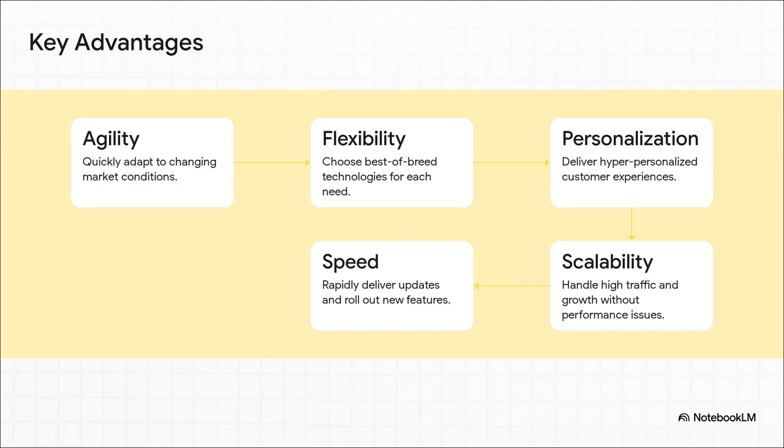Second, flexibility, which is all about being able to pick the absolute best tool for every single job. Third, personalization, so you can deliver those unique one-to-one experiences that customers pretty much demand now. Fourth, scalability. This is about handling those massive traffic spikes like during a Black Friday sale without your site crashing. And finally, number 5, speed, just pure speed. Your teams can push out new features and updates way faster than the competition.